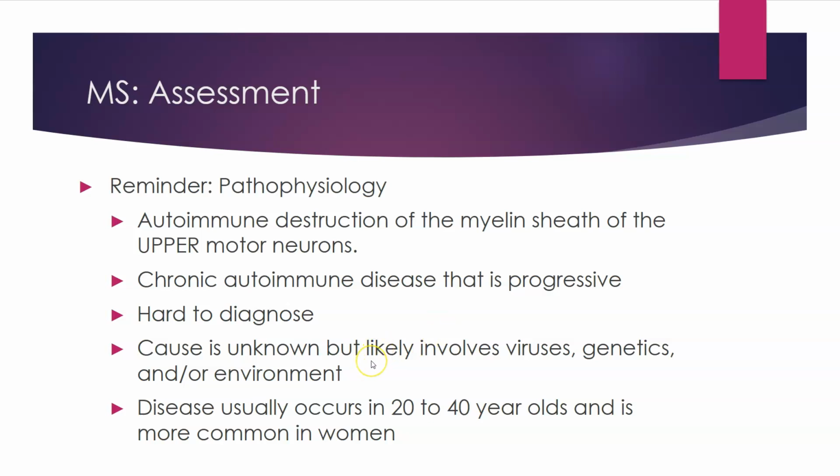Our cause is really unknown. It likely involves viruses, genetics, and or environmental issues, but we're still working on the specifics of this. This disease usually occurs within women between the ages of 20 and 40 years old and is progressive in nature.